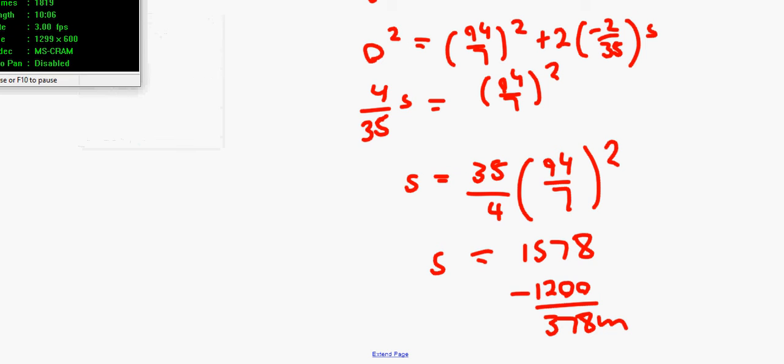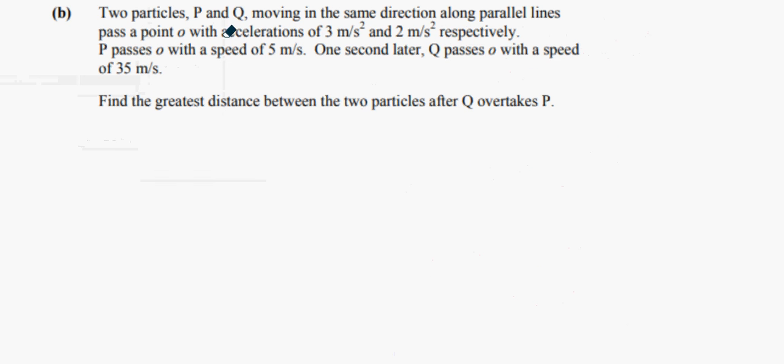Okay, so in this question, two particles P and Q move in the same direction along parallel lines past point O, accelerations 3 and 2 respectively. P passes O with speed 5, 1 second later Q passes O with speed 35. Find the greatest distance between the two particles. A big mistake a few of you made is which one's travelling for longer, P or Q? Is the first question I might ask you. Which one's travelling for a greater time?